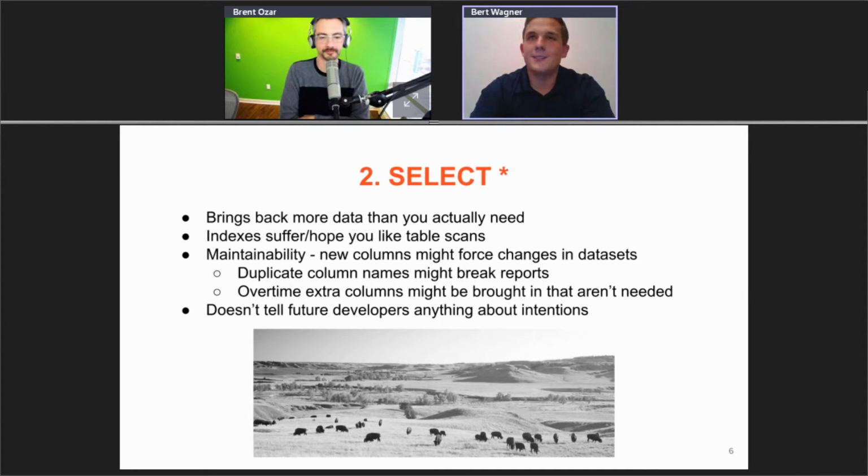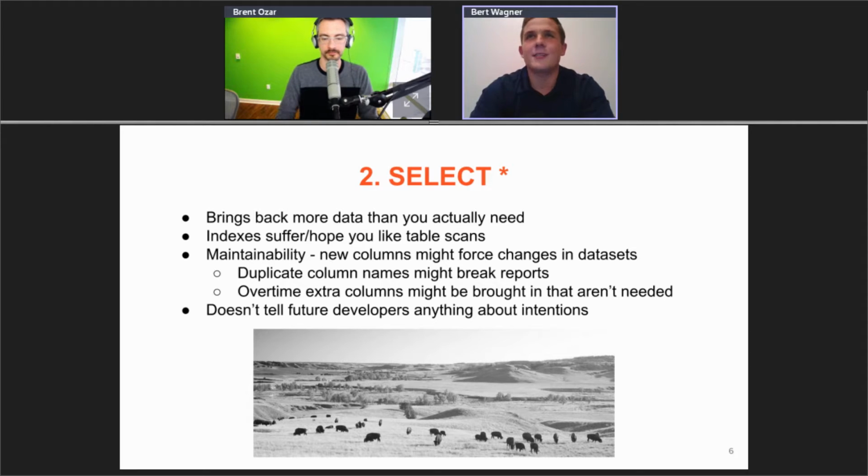if you say select star and your table has 40 columns today, and in the future you add 5 more columns, there might be some things that break because you're now bringing back more columns than a report expected, right? And that's true of everything. It's not just Reporting Services. If you're writing queries for any other kind of application, just don't use select star. It's a bad idea. Also, it doesn't really tell developers your intention.